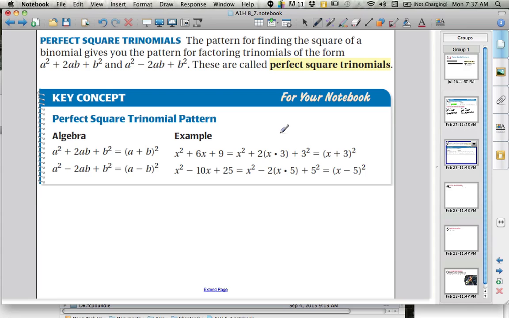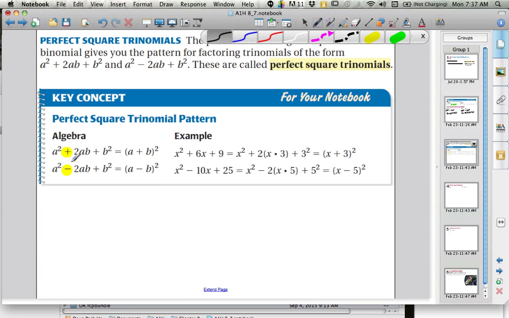Okay, these are perfect square trinomials, right? And this is the form a squared plus 2ab plus b squared. And when b is negative, the only thing that changes is this sign. Everything else will stay the same.